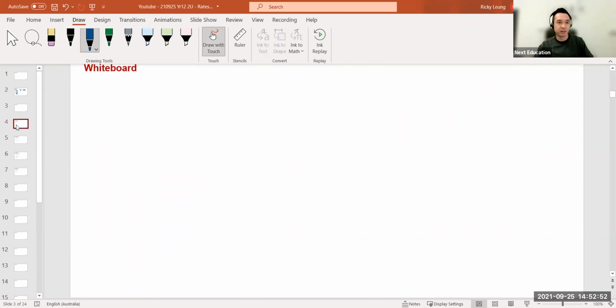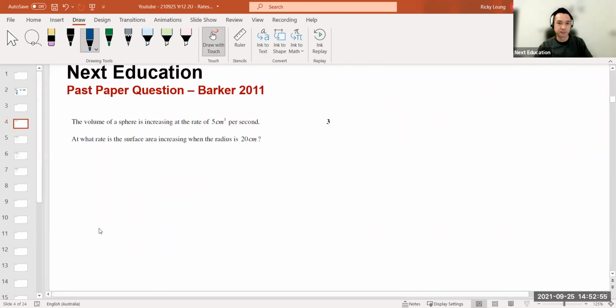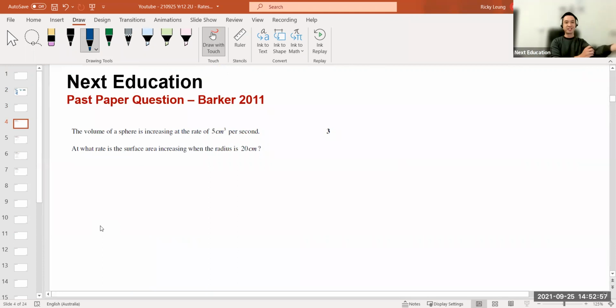So let's do it. I'll start with a question from Barker, 2011. Now, this question looks quite simplistic, but it's worth 3 marks, right? It's a little bit more involved than the last ones that we saw relating to a sphere. So let's read through this, right?